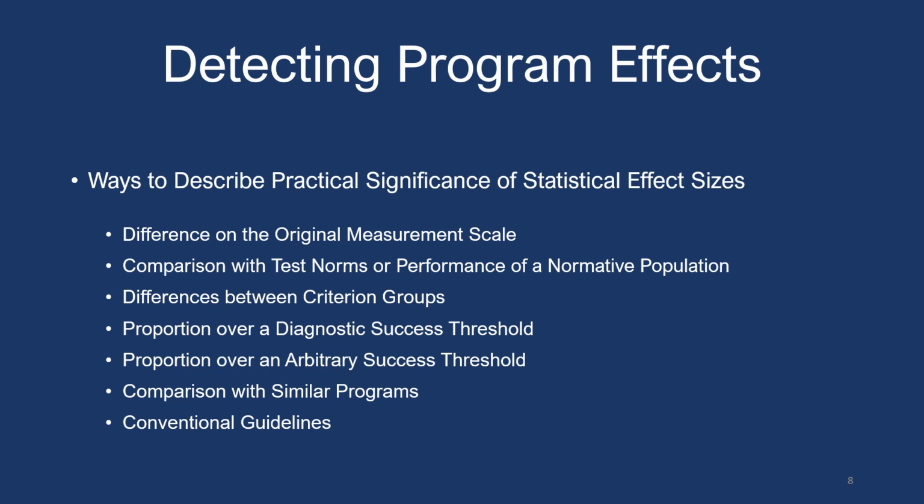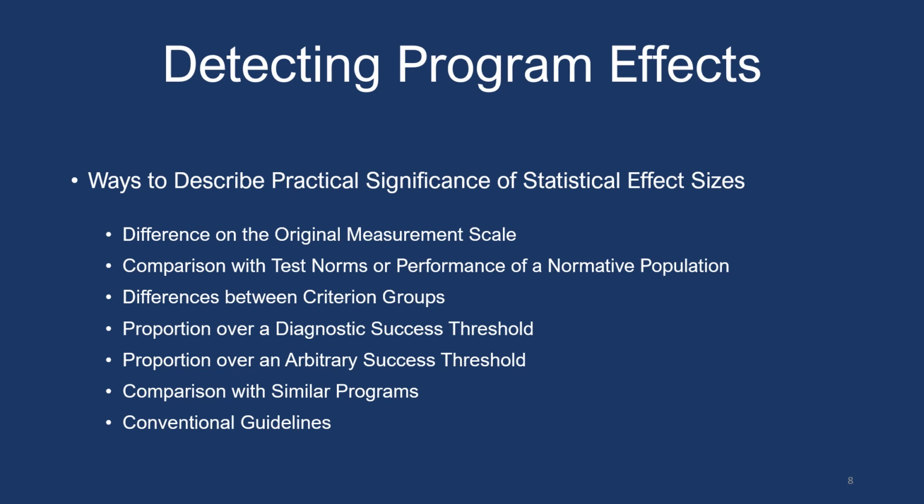Another approach is to compare with test norms or performance of a normative population. In brief, this approach states program effects in terms of the extent to which the program effect reduces the gap between the pre-intervention outcomes and the mainstream level. When norms exist for the need area, they can be compared against.